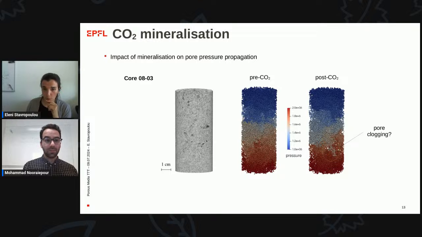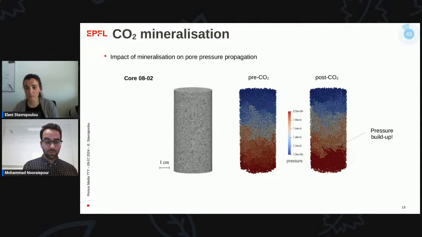In the post CO2 exposure network model, in the previous one, we see a pretty, let's say, continuous pressure front. Here we see some localized, very interesting phenomena. For instance, this lens here, where we see that the pressure does not propagate through this area, and this might hint at pore clogging locally in the material. Or even on the contrary, we have some pressure build-up lenses in a different core.